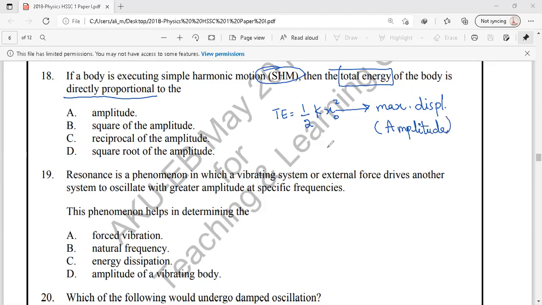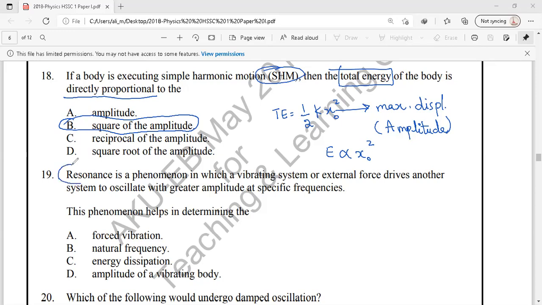So as we can see that energy is directly proportional to x naught square. So the total energy in a simple harmonic motion is directly proportional to square of the amplitude of the vibrating body. Which means the option B is the correct answer. Let's see question number 19.